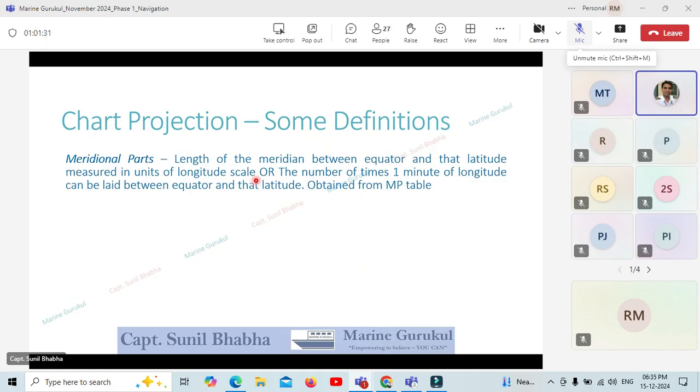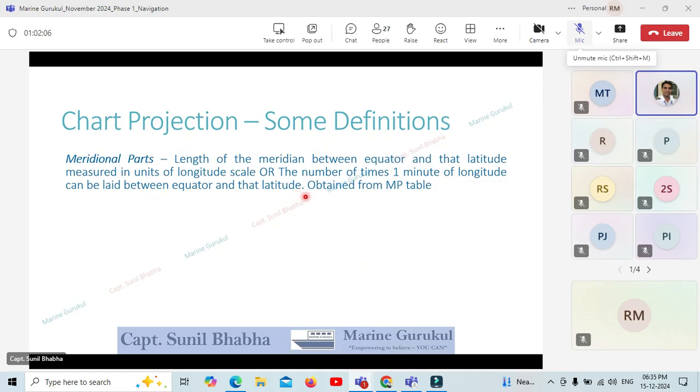Or you can also explain it in a different wording, in a different way. That is, the number of times 1 minute of longitude can be laid between the equator and that particular latitude. So the number of times you can place 1 minute of longitude from the equator up to a particular latitude is what we call meridional parts for that particular latitude.